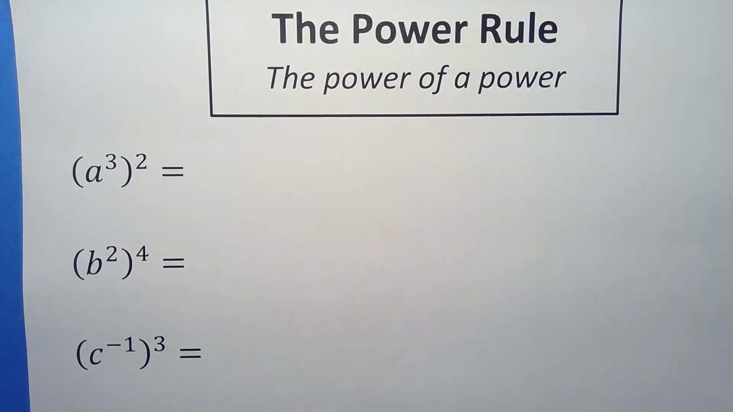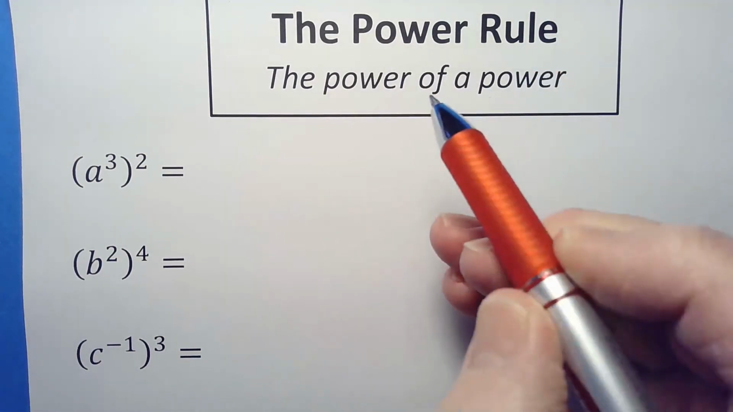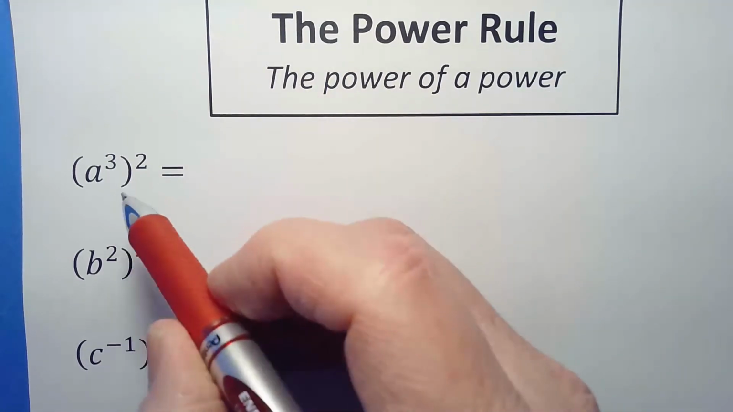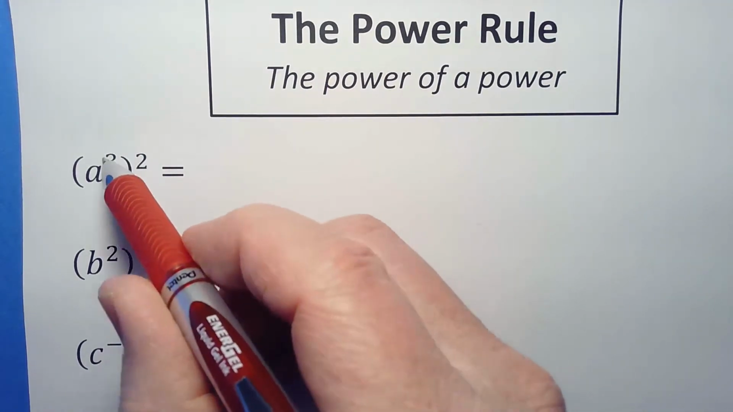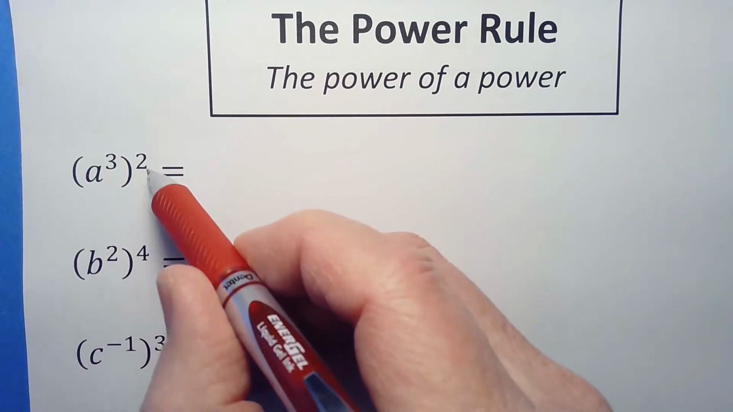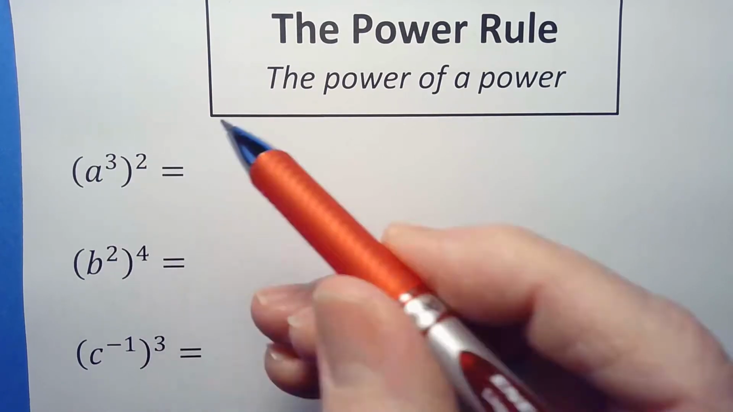And now for our final video on exponents. We're going to talk about the power rule. More specifically, this is the power of a power. In other words, we'd have something like this. If you see this expression, this would be a cubed to the second. In other words, a to the third power, the whole thing to the power of 2. So, power of a power.